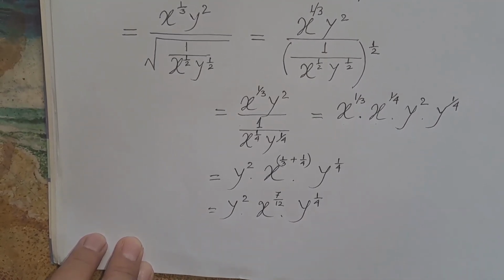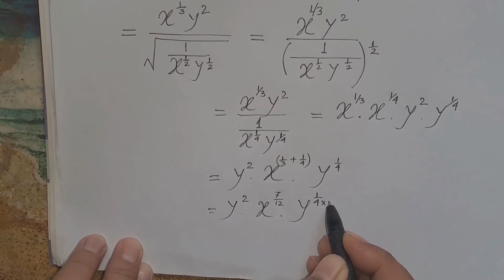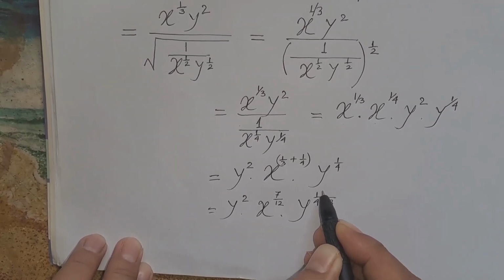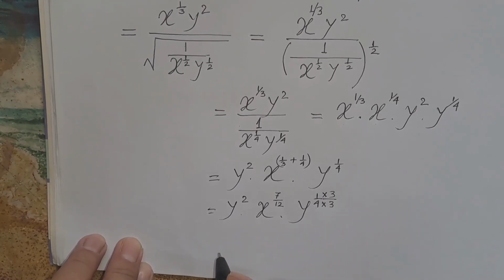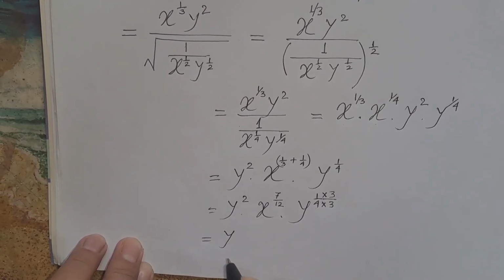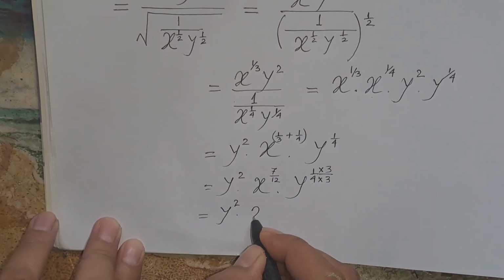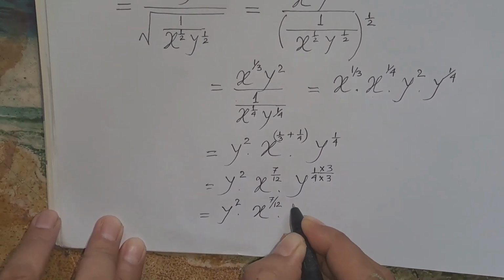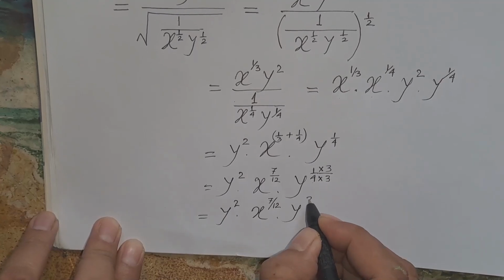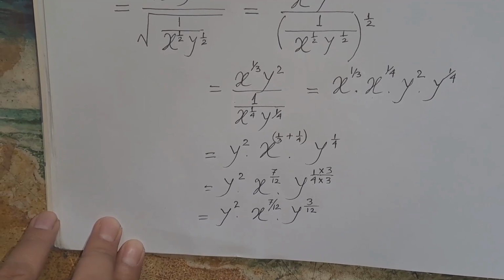And as the fractional power of x is over 12, the y with the fractional power I will also make over 12. So to make it 12, I will have to multiply it with 3, and as I am multiplying 3 in the denominator, I will have to multiply 3 with the numerator also. So the new powers are: y square, x to the power 7 by 12, and the new fractional power of y is 3 by 12.